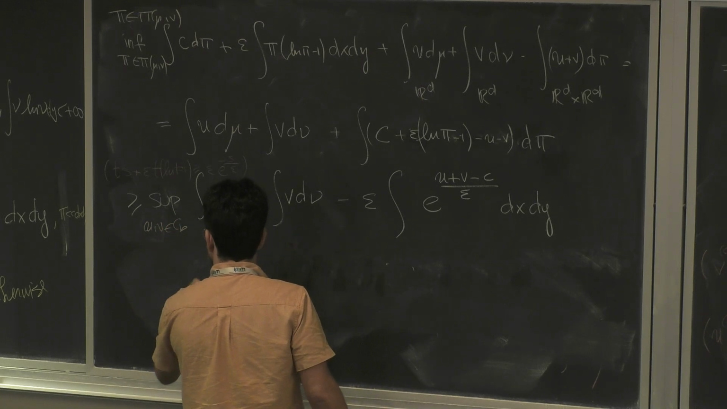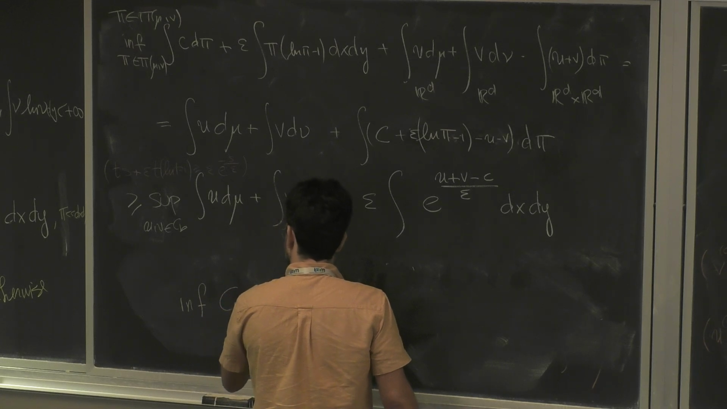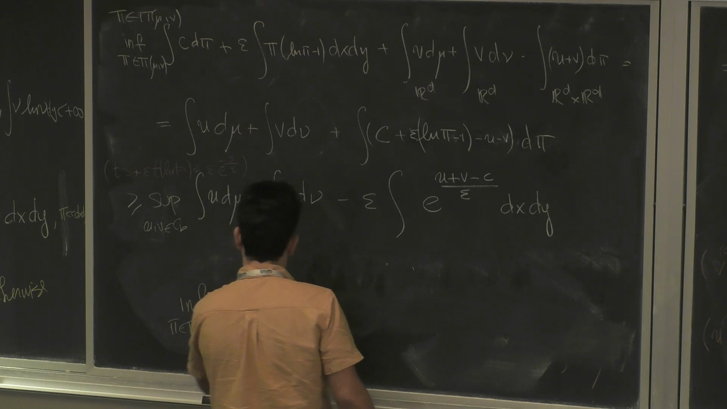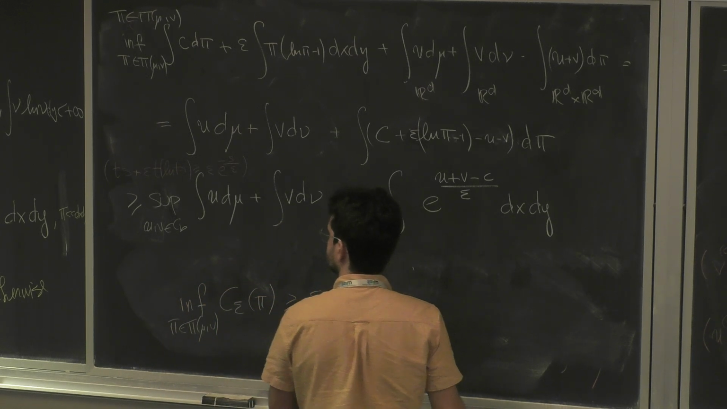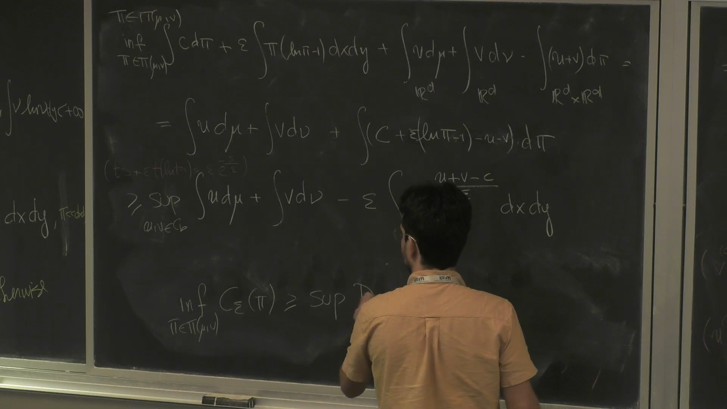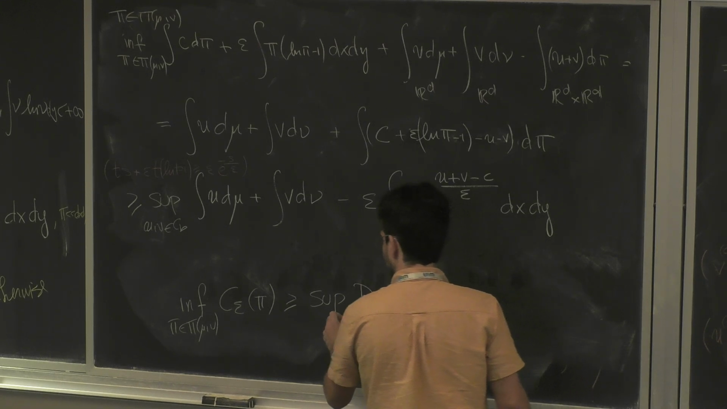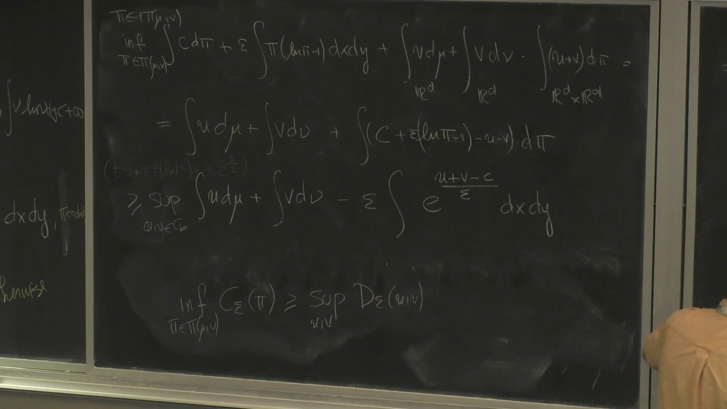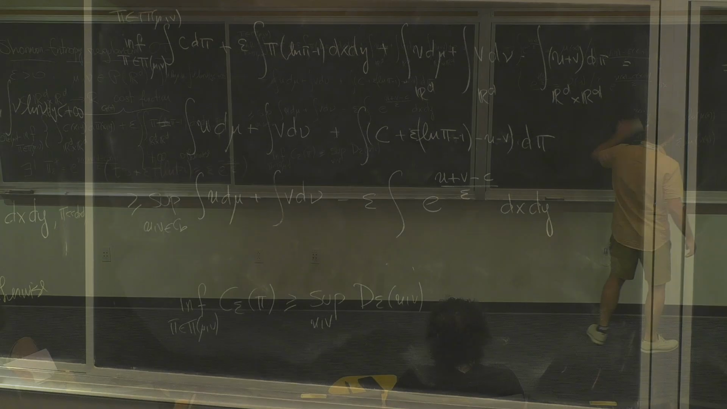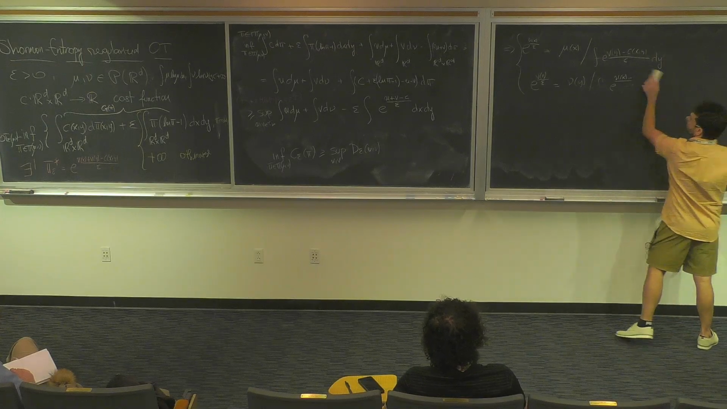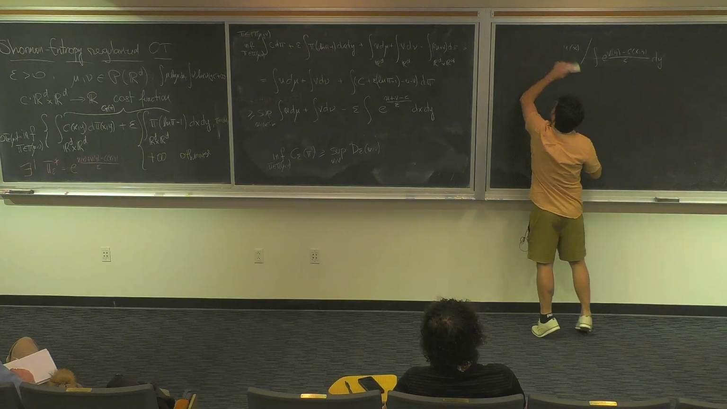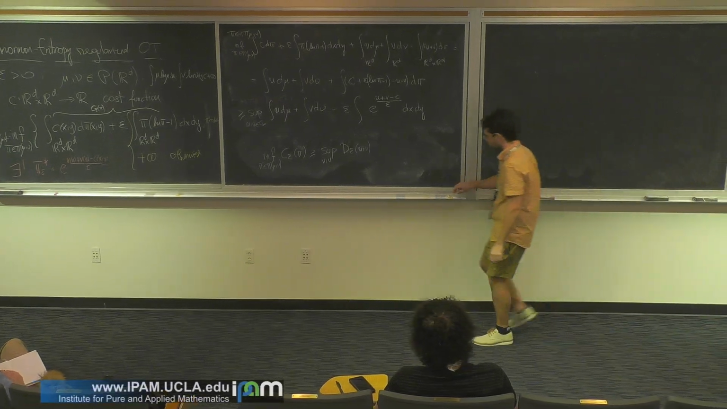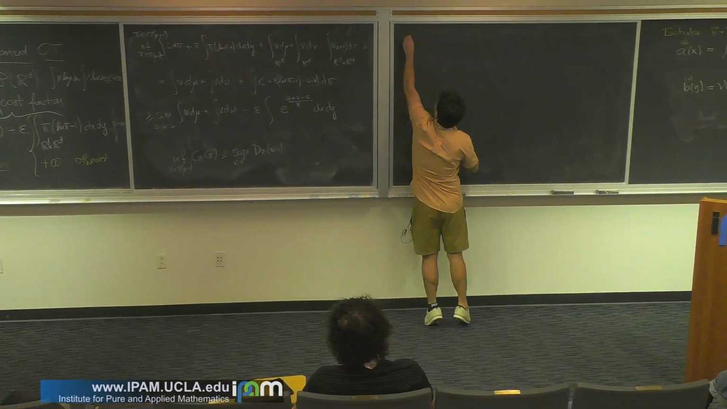So what we get is precisely the weak duality: the inf is bigger than the sup of the dual functional of u and v. And then we can characterize a little bit all the solutions. So in here I'm going to put a little bit of hypothesis.